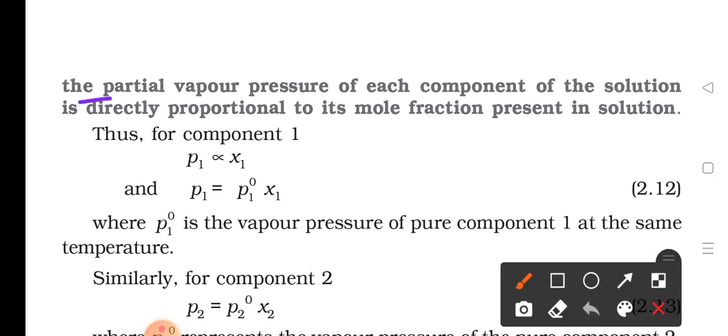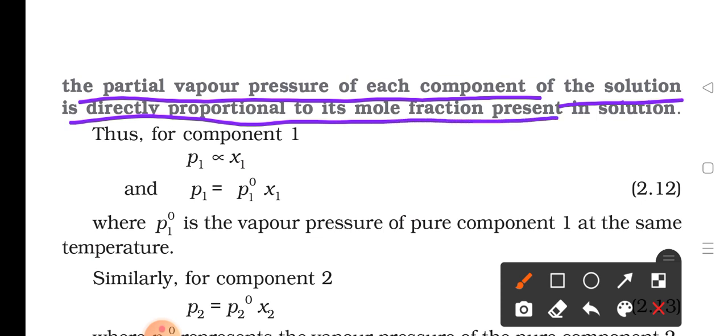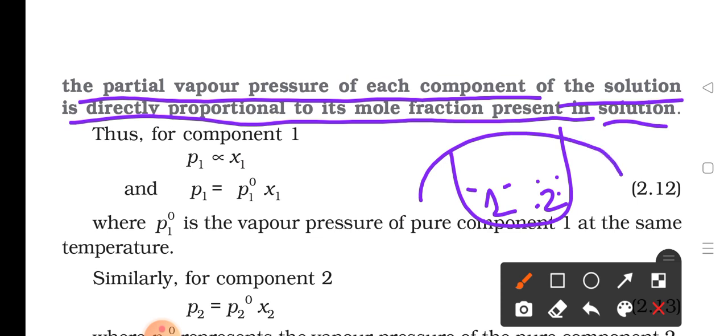So, for a volatile liquid, the partial pressure, the vapor pressure of each component of a solution is directly proportional to its mole fraction present in solution. So what they told is that in case of a volatile liquid binary mixture, both are volatile. This is 1, this is 2. These two are different liquids. Since they are volatile in nature, after some time they are going to become vapor. This is vapor of liquid 1 and this is vapor of liquid 2.